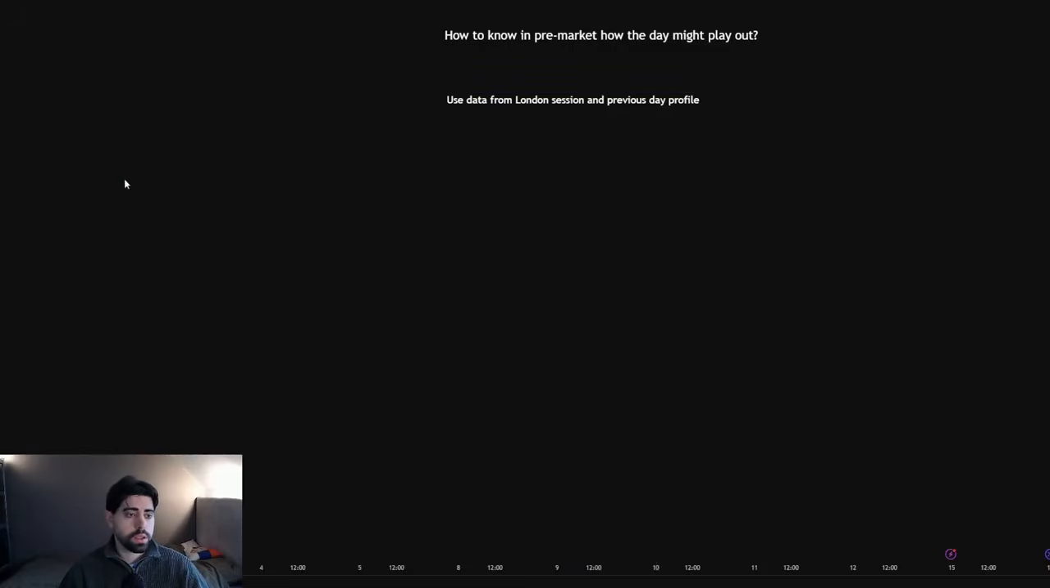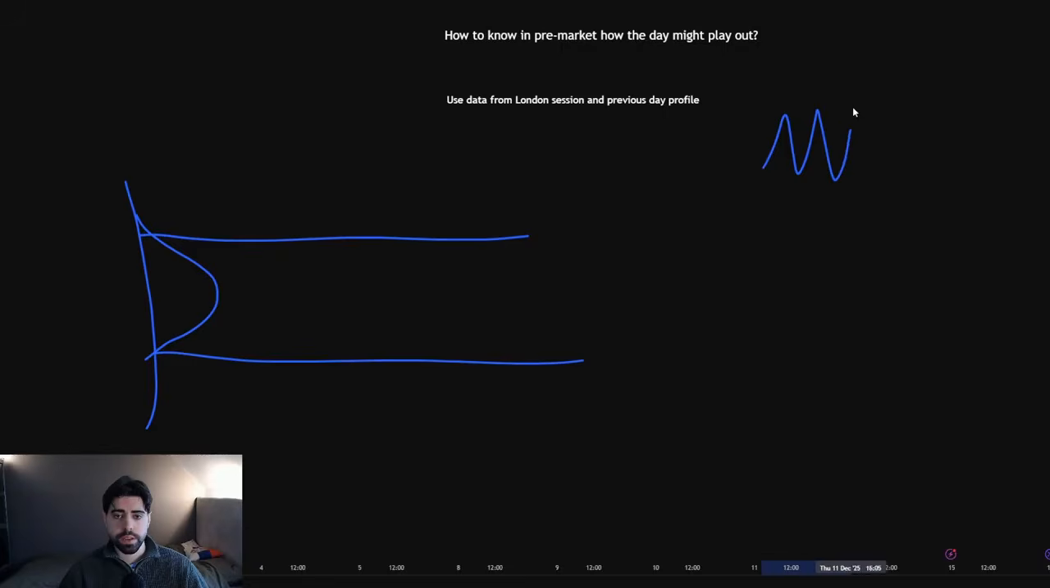For example, if this was the previous day's profile and we are here now, use a volume profile and plot out London's profile. With this, you then have your pre-market profile here. You also have the previous day's profile. Why is the previous day's profile important?